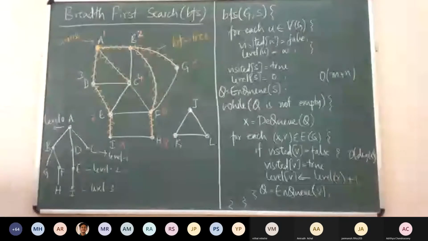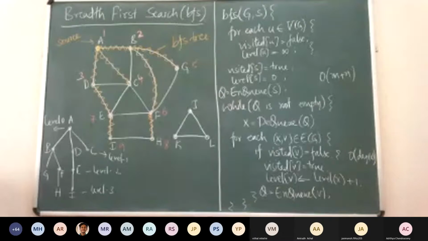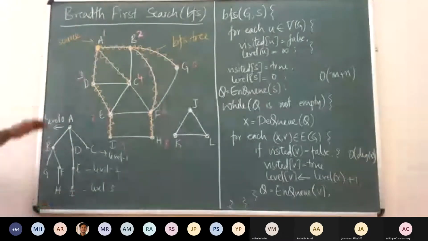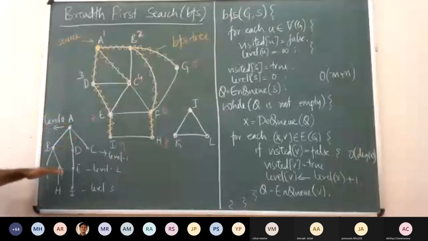So now let us come back and try to find some properties of breadth first search. As I said, we are also capturing the levels of the vertices, right?